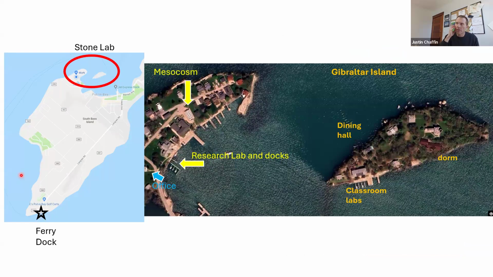So just some information about Stone Lab. We are located on South Bass Island here, which is in the western basin of Lake Erie. If anyone's gone to Put-in-Bay for activities at Put-in-Bay, the town is right here. Gibraltar Island is also part of Stone Lab, and that's here. The Miller Ferry docks here. Stone Lab is in this corner of the island. Our office building where I'm sitting currently is right here in blue. Then we have our research building and research docks, our mesocosm facility.